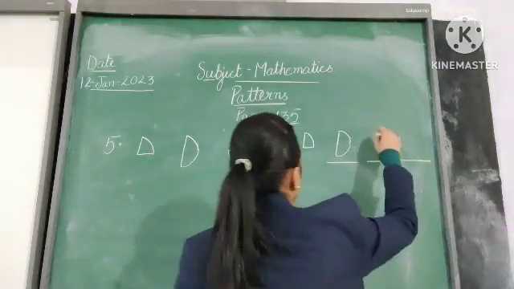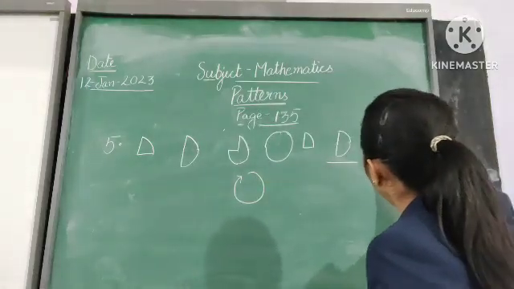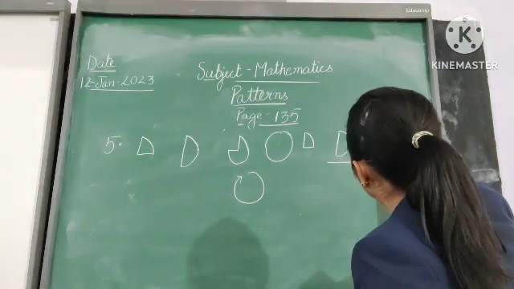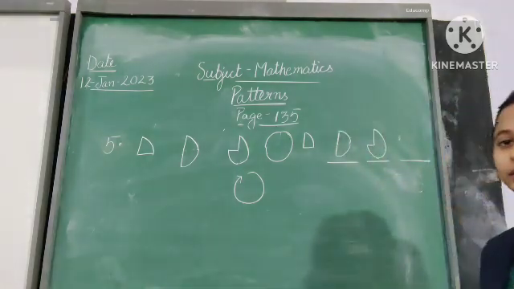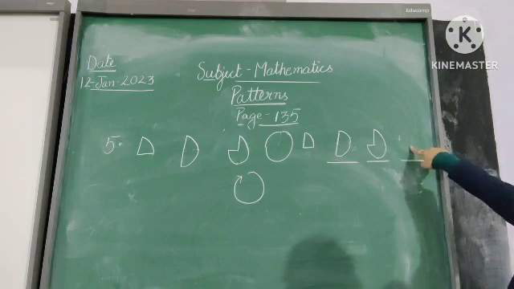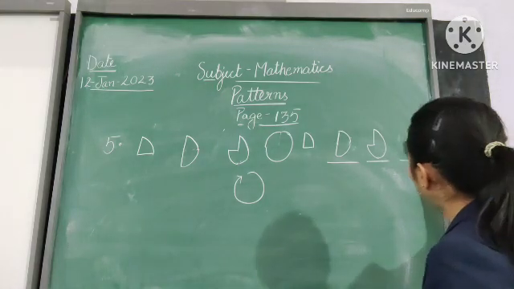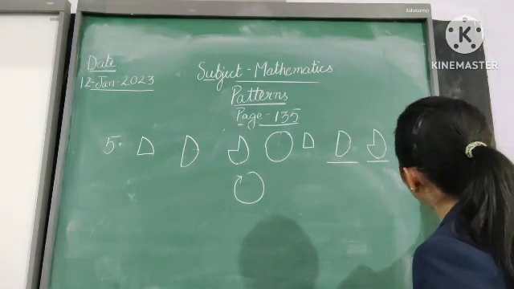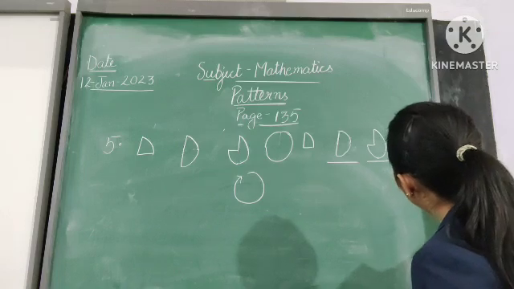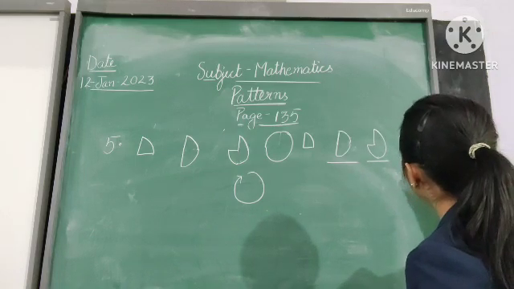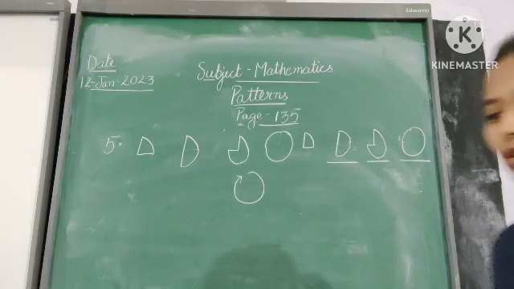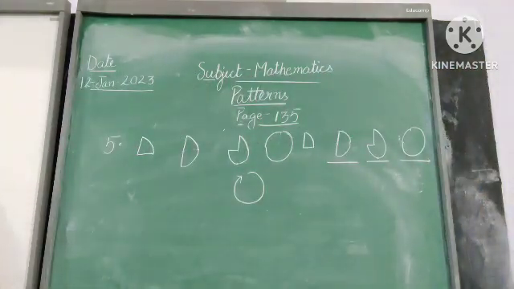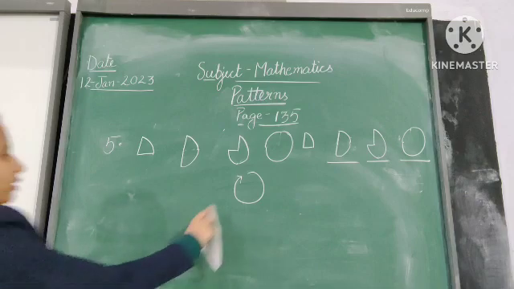For the next blank, we will add a third slice here, and it will be formed like this. And for the last blank, we will add the last slice here, and it will form a complete circle. I hope this too is clear to you all.